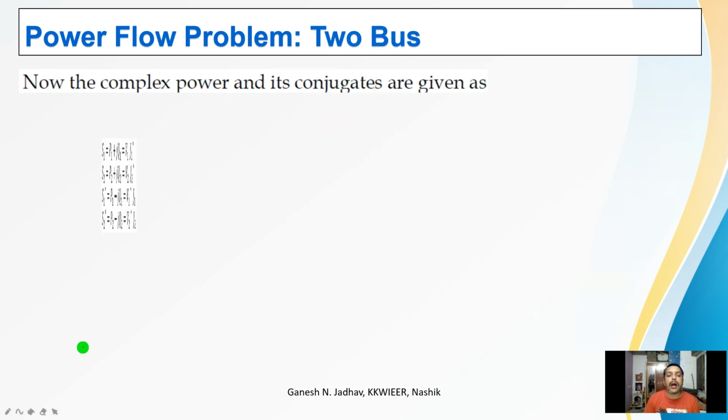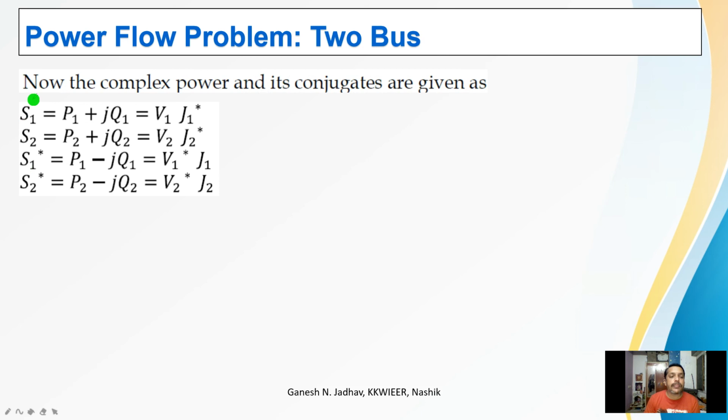Now the complex power. We know that the complex power at bus 1 is P1 plus jQ1, and in the earlier lecture we studied that it is nothing but V1 into J1, where J1 is the current injected at that bus. So S1 is V1 into J1 conjugate. Similarly, S2 is equal to P2 plus jQ2, that is V2 into J2 conjugate.